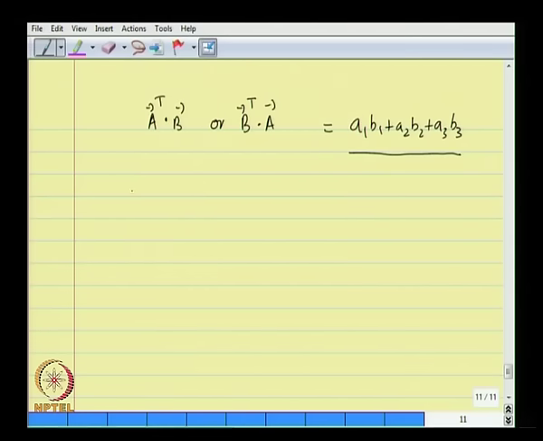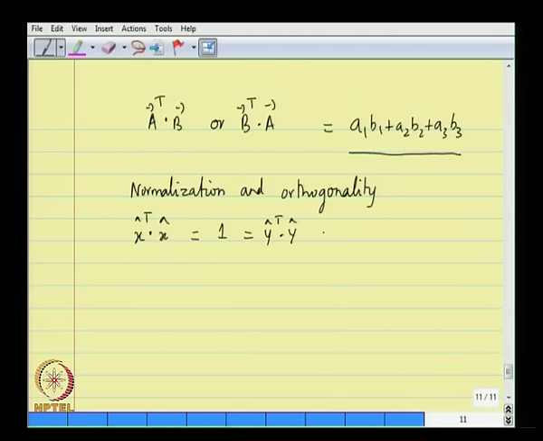And now, in three dimensions, the normalization and orthogonality of the unit vectors also follow the same way, namely, you have x transpose dotted with x which is equal to 1, and that is equal to y transpose dotted with y, and that is also equal to z transpose dotted with z. This is normalization. Then you have x transpose dotted with y is equal to 0, is equal to y transpose dotted with z is equal to 0, and this is also z transpose dotted with x. Okay. x with y, x with z, y with z. So, we have covered all the three of them. So, this is called the orthogonality property of the 3 unit vectors.